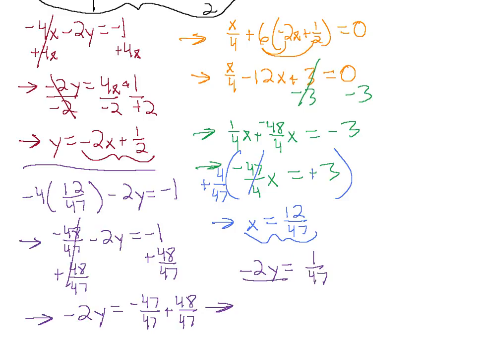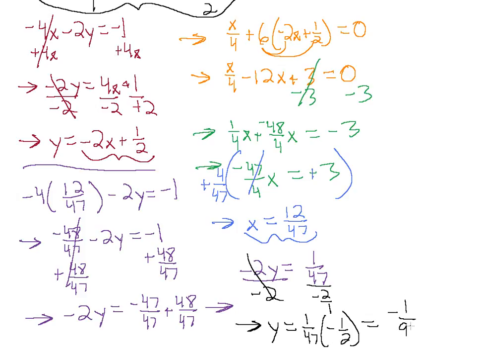And we can do the last step. We can divide both sides by minus 2 or minus 2 over 1. That'll cancel and give us a positive y. We can flip the second over here and multiply. So we have 1 over 47 times a minus 1 over 2. All right, so that'll give us a minus 1 over 94.